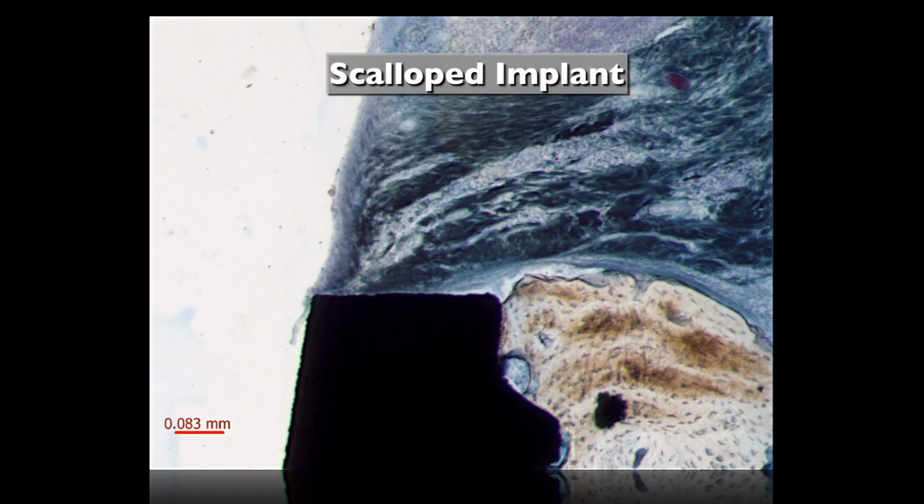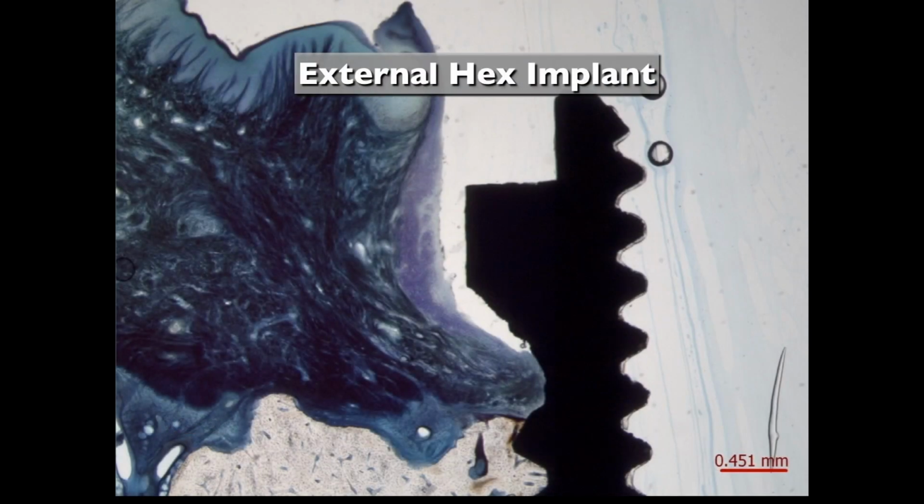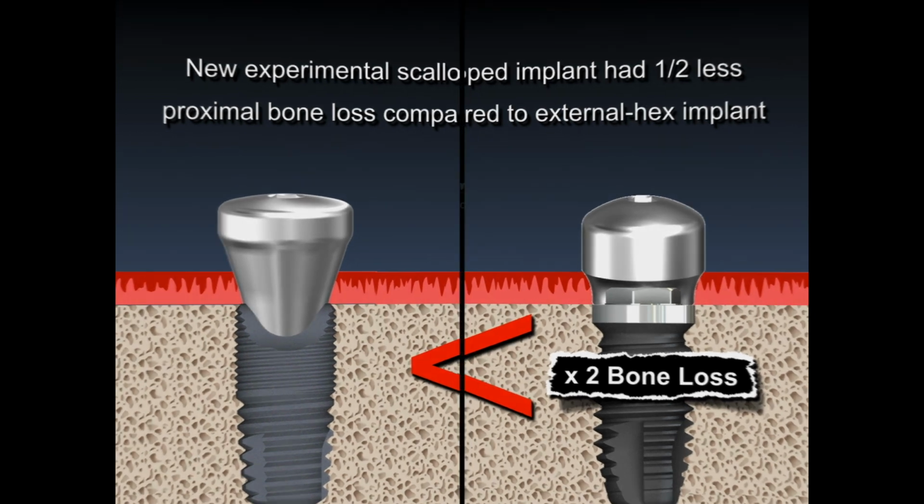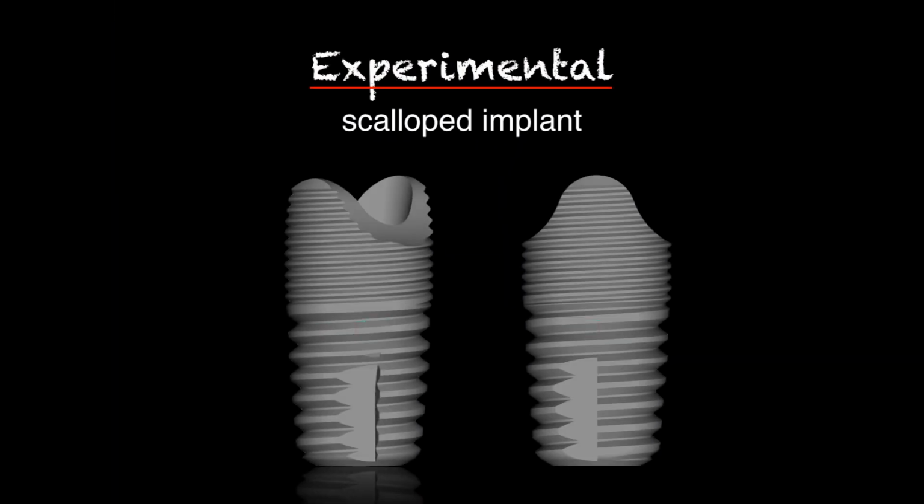Four months after placing the implants, the subjects were sacrificed for the histology and the bone loss measurement. This is a histology slide of the experimental scalloped implant. And this is a histology slide of the control side flat top external hex implant. The overall conclusion of the study was that the experimental scalloped implant had bone loss less than half of the classical external hex flat top implant. The animal study validated the design of the experimental scalloped implant.